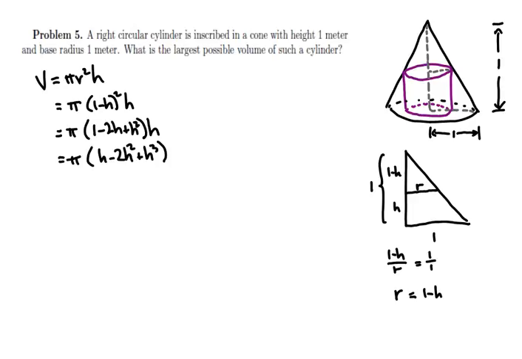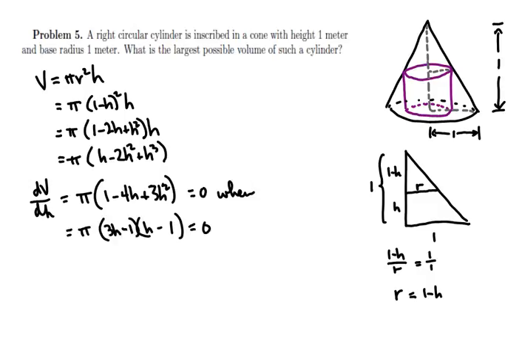At this point we can differentiate with respect to h, and that would give pi times 1 minus 4h plus 3h squared, and I factor that expression to get pi times 3h minus 1 times h minus 1. So at h equals 1/3 and at h equals 1, the rate of change of the volume will be 0. It starts out increasing, at h equals 1/3 it starts to decrease, and at h equals 1 it becomes 0 again because there is no more volume. But we don't want h equal to 1, since at that point there would be 0 volume.